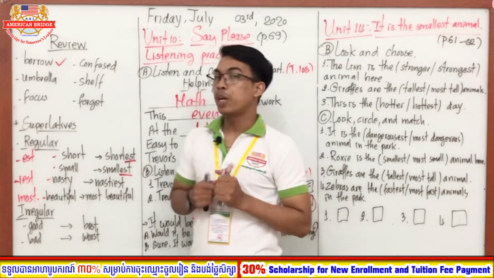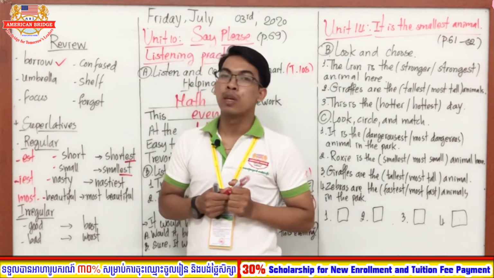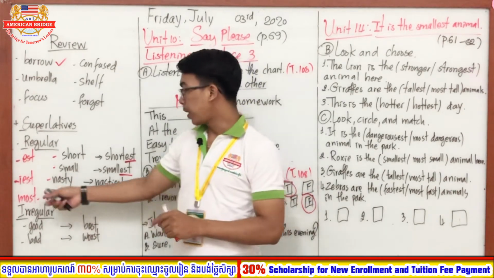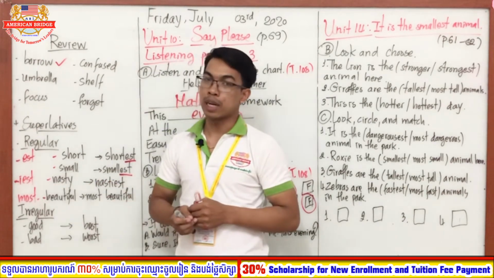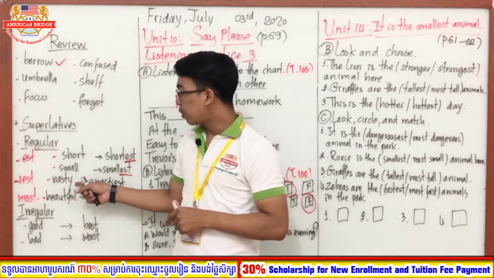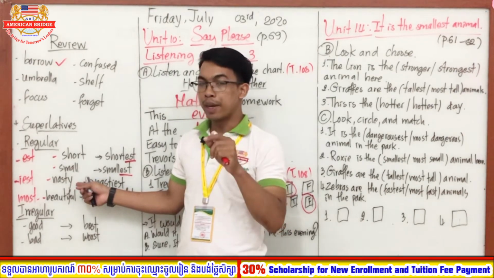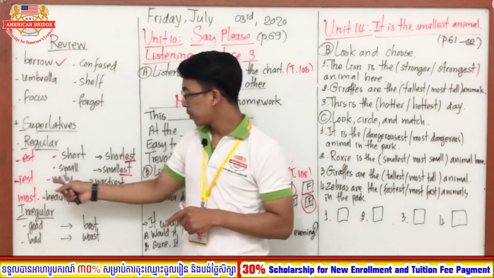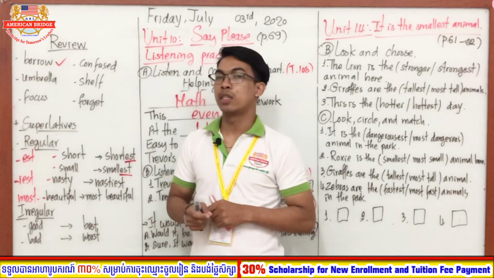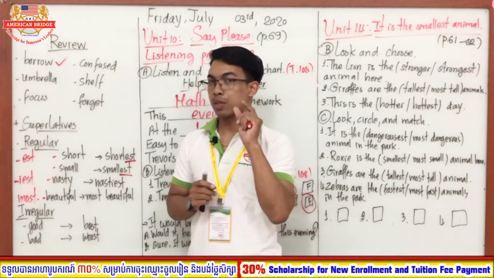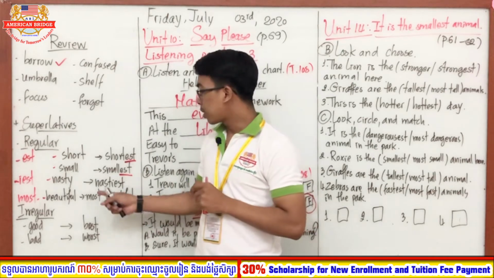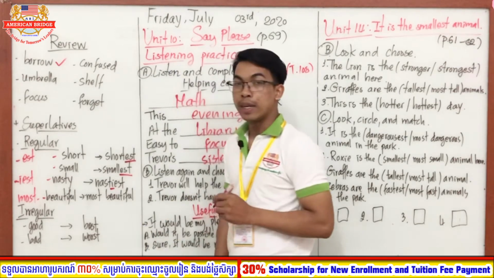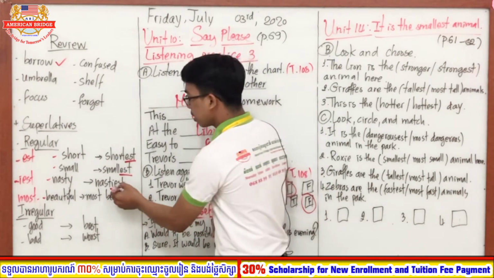Now let's move to the second one, which is the adjective that has two syllables and ends in y. Remember everyone, it ends in y, so we change y to i and then we add est. For example, the word nasty ends in y and has two syllables, so we change y to i and then add est.